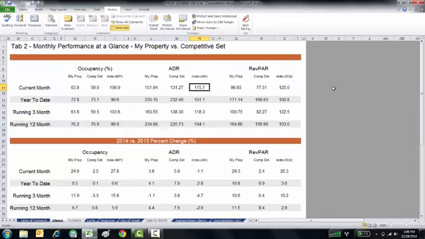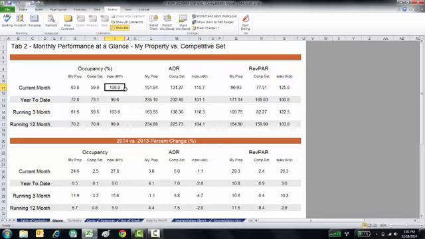The glance shows us what's happening for occupancy, ADR, and RevPAR in the current month, year to date, running 3 and running 12 months. So, for example, this hotel for the current month ran a 63.8% occupancy. Smith Travel Research records occupancy as sold rooms, so excluding any comp rooms. The competitive set in this month ran a 59% occupancy. The index then is calculated by taking our occupancy divided by the competitive set occupancy multiplied by 100. So a 108.0 index is what we did for this month. Another way to look at that is our occupancy is 8% higher than our competitive set.